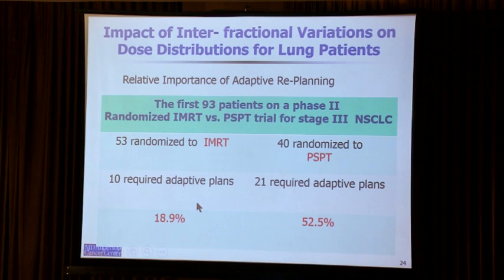We did a randomized trial, and in the first 93 patients, 53 were randomized to IMRT and 40 to proton therapy. Only 20% of IMRT patients required replanning because the changes were enough, but 53% of the patients required replanning for protons.